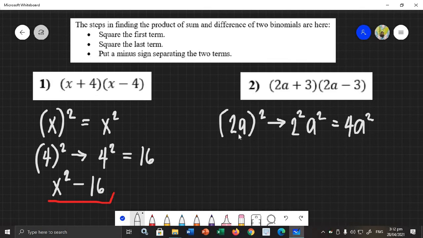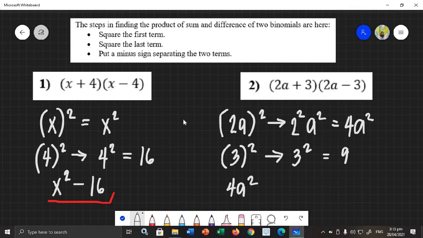The next step is to square the last term. The last term is 3, so we need to square 3, and the answer is 9. Combining these products, we have 4a raised to the second power. Then we always put a minus sign separating the two terms, so minus 9. This is now the answer for example number 2: 4a raised to the second power minus 9.